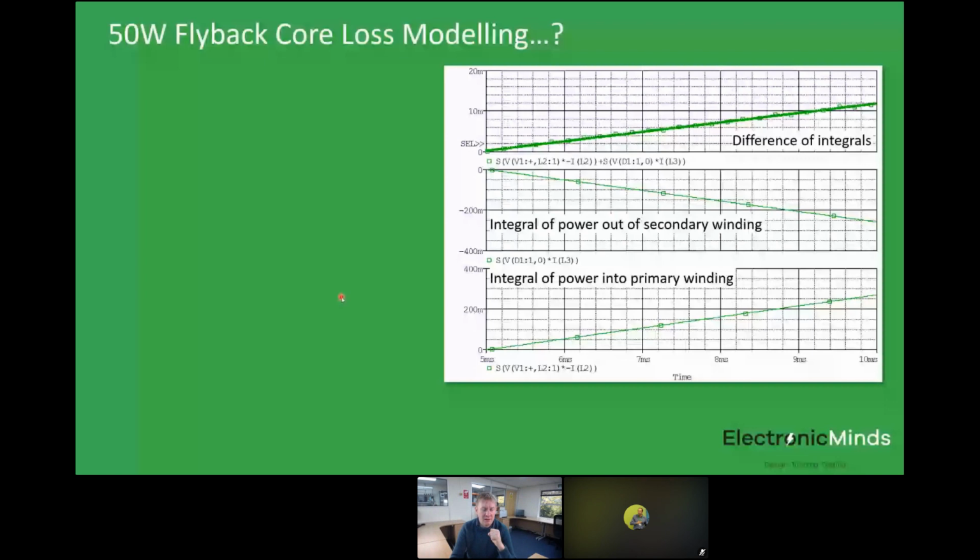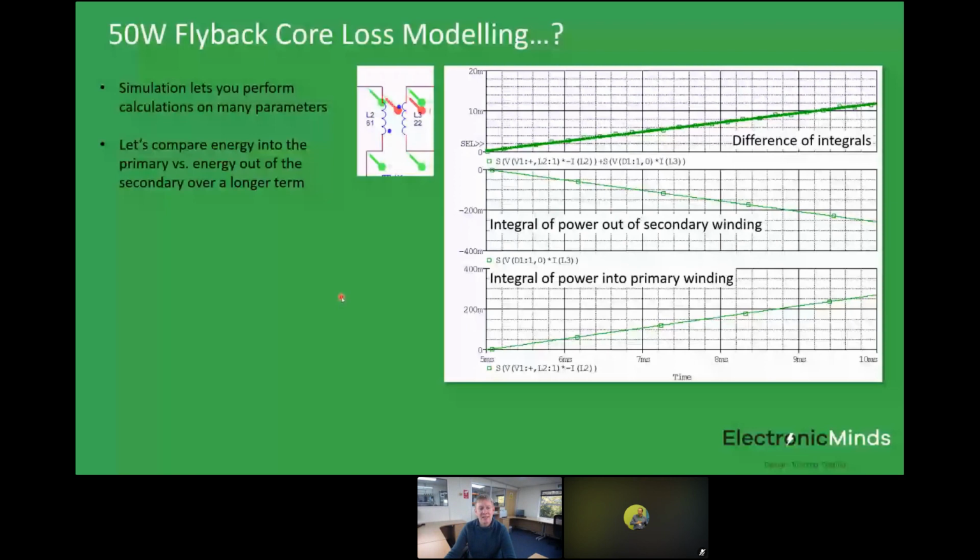This is really a good example of how you can use the simulation tool and the data analysis capabilities to look at things that you would not necessarily be able to measure easily on the bench. So what I did here was compare the energy into the primary winding over time versus the energy out of the secondary winding over time. I've specified, for the moment, zero resistance in the windings of these transformers. So the only difference in energy is going to be the power loss due to the core.